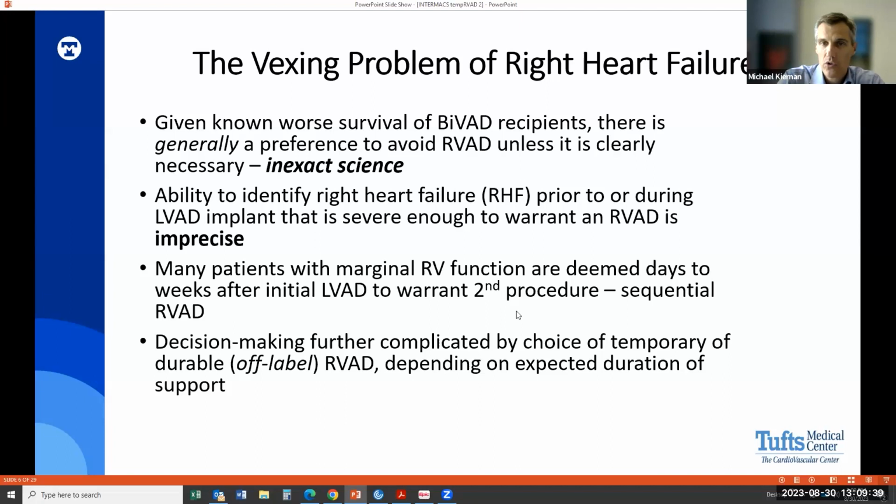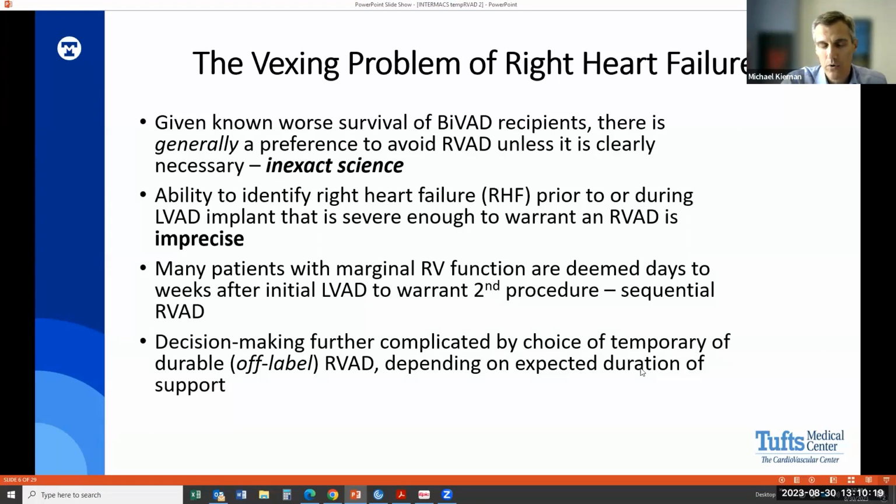Many patients with marginal RV function are deemed only in the days or weeks after initial LVAD to warrant this second procedure, what we call a sequential RVAD. And so one of the big questions as we walk through these data is, is there risk with delaying it? And do we need to move more quickly to fully supporting our patients with an RVAD? What are the outcomes associated with the sequential procedures if patients don't get supported early and more aggressively with mechanical right-sided support?